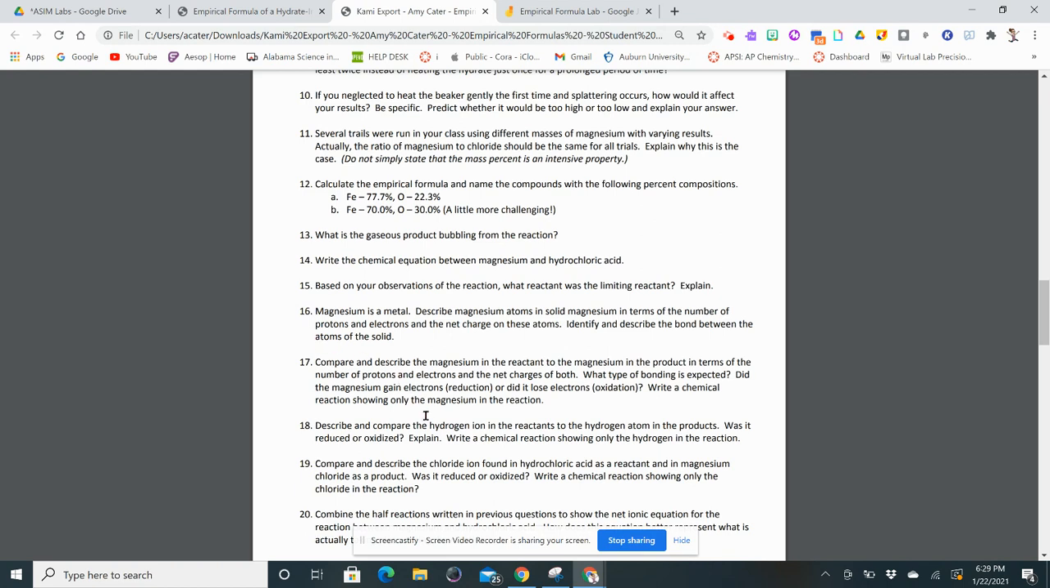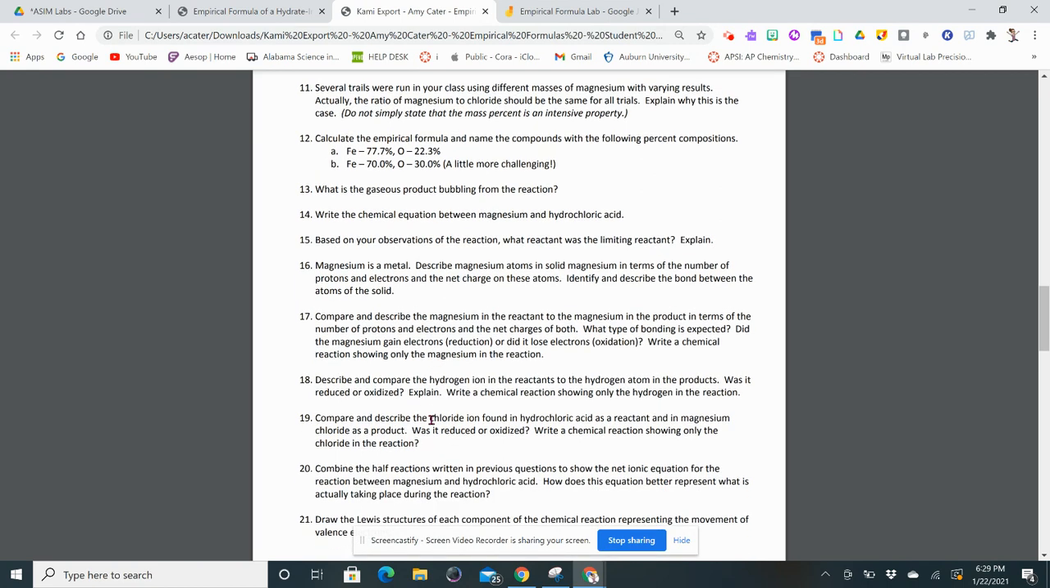Okay, 16. Magnesium is a metal. Describe the magnesium atoms in solid magnesium in terms of the number of protons and electrons and the net charge. Identify and describe the bonds between the atoms. All right, so since magnesium is a metal, I want you to tell me how many protons it has, how many electrons it has, and what will be its charge. What's the charge of its ion? Is it a +2, a +1, based on where it is on the periodic table? Identify and describe the bonds between the atoms. Well, if it's a metal, then the bonds are going to be metallic.